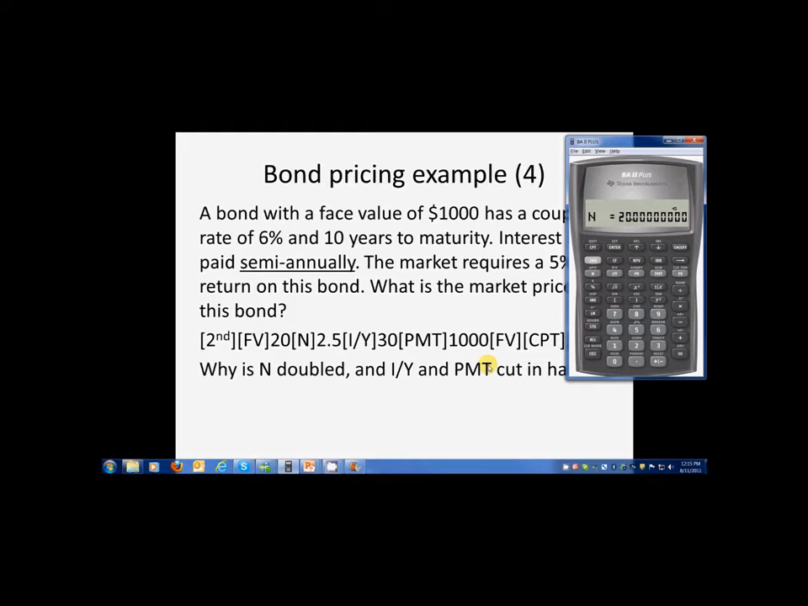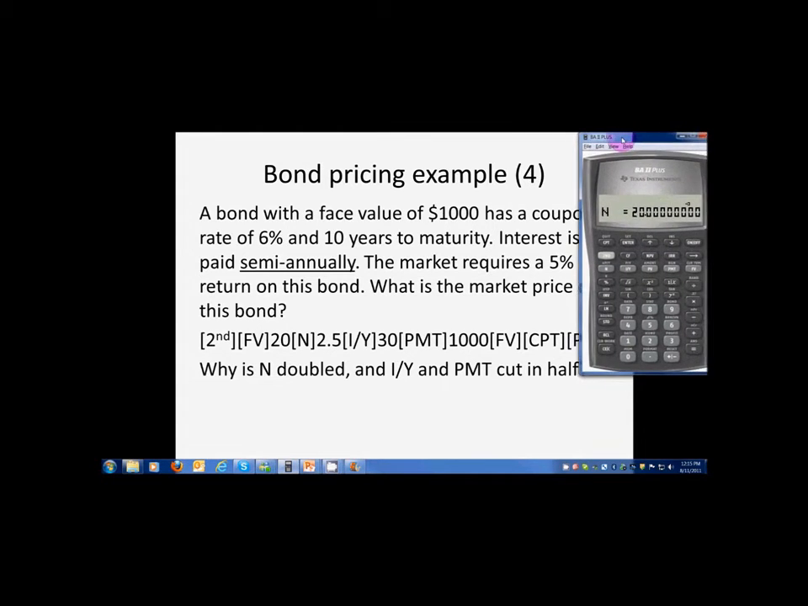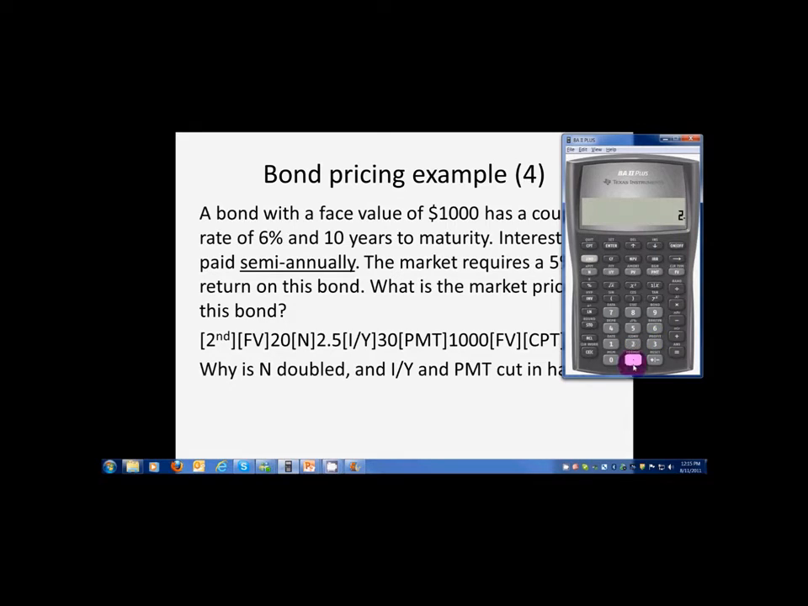Now that means we're going to have to make some other adjustments as well. For instance, this 5% yield to maturity, that's per year. Yield to maturity is expressed as an APR, which is merely the sub-period interest rate multiplied by the number of periods per year. And so what we really have here is a semi-annual interest rate times 2. In order to find the semi-annual interest rate, I'm going to divide that by 2, and that's going to give me 2.5%. So I'm going to put in 2.5 I per Y.